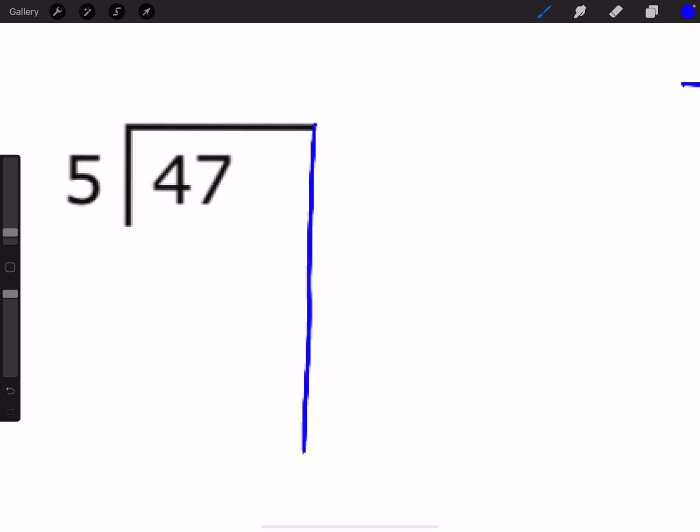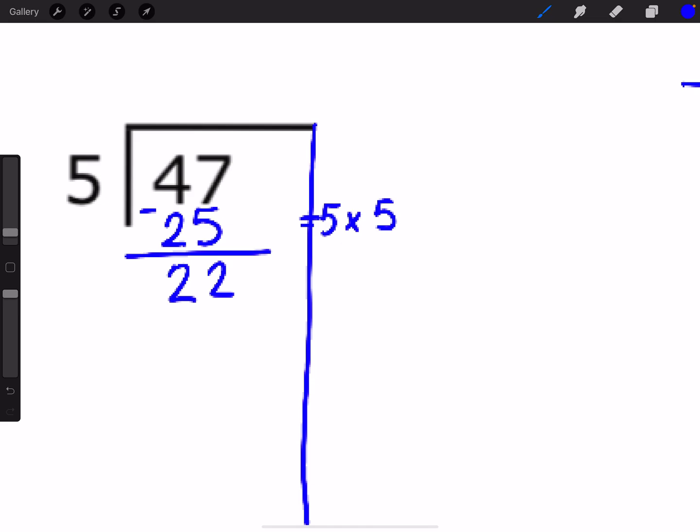Okay, so let's do the chunking method. I'm just going to add my 7 side on. And I'm going to say, okay, with my 5, what's the biggest number that I know I can take out of 47? So 5 times 5, let's say, is 25. I'm going to subtract that. And 7 take away 5 is 2. 4 take away 2 is 2.